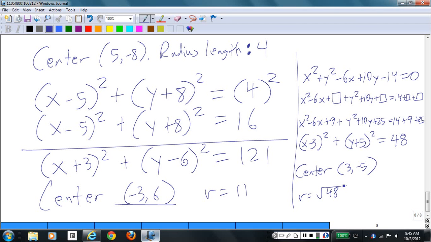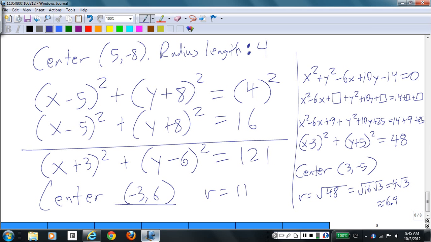And let's see. Square root of 16 times the square root of 3. So 4 times the square root of 3. That'd be one way to write it. Or 6 point what? 6.9? Okay.